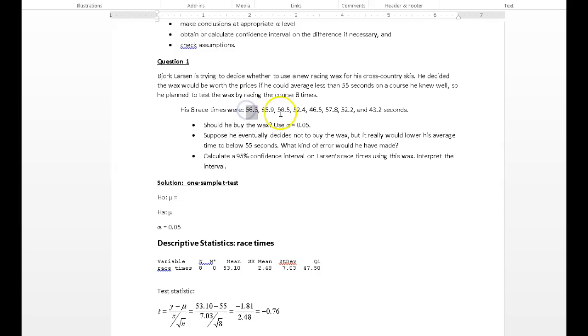And here's the 8 times. Or, yeah, this is the time it took him to race this course 8 times. Should he buy the wax? And we want to make our conclusions at a 5% level of significance.